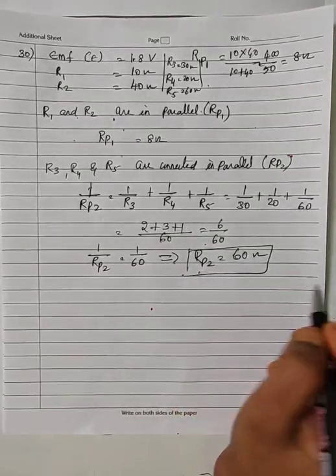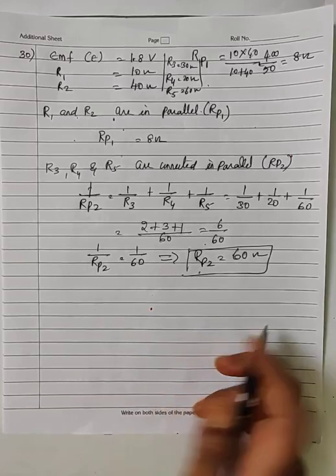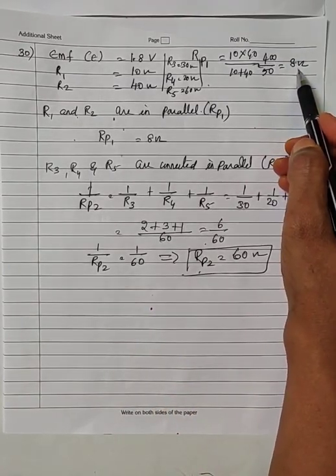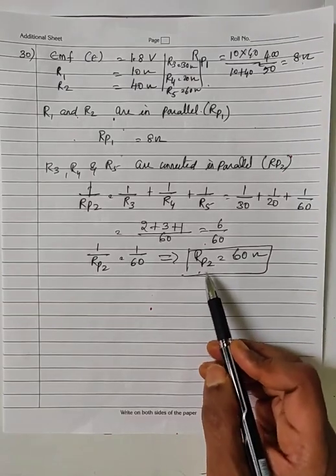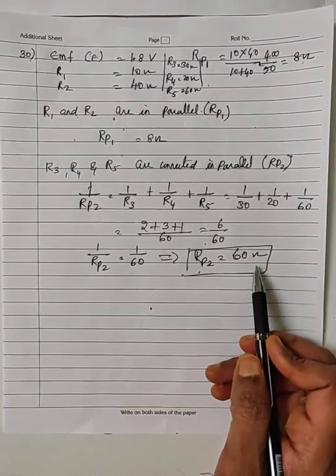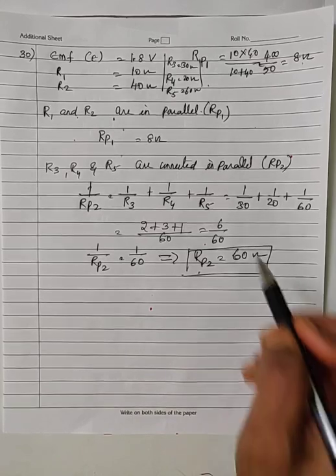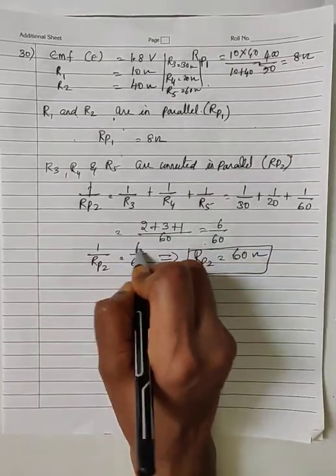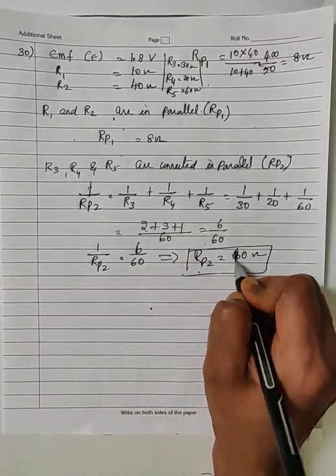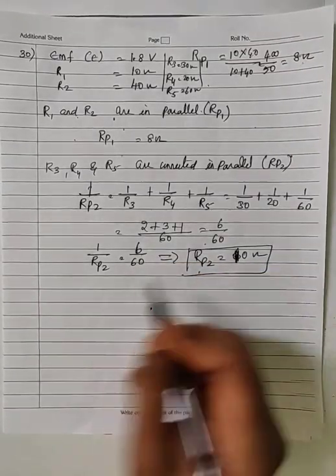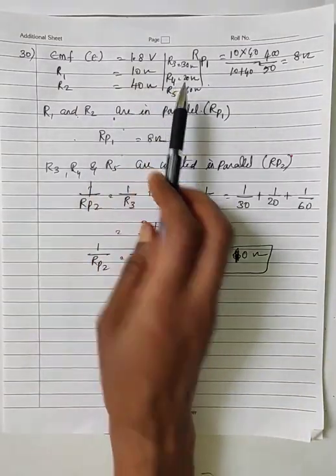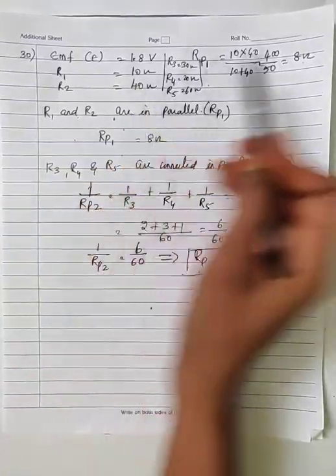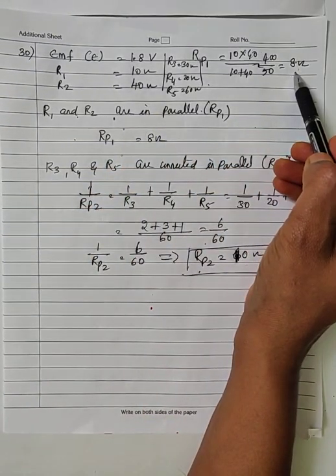So in the circuit diagram, R1 and R2 can be replaced by a single resistor of value 8 ohm, and R3, R4, R5 can be replaced by a single resistor of value 10 ohm.